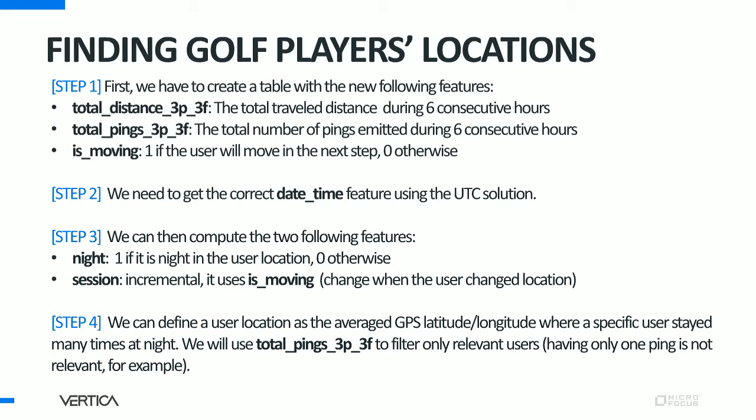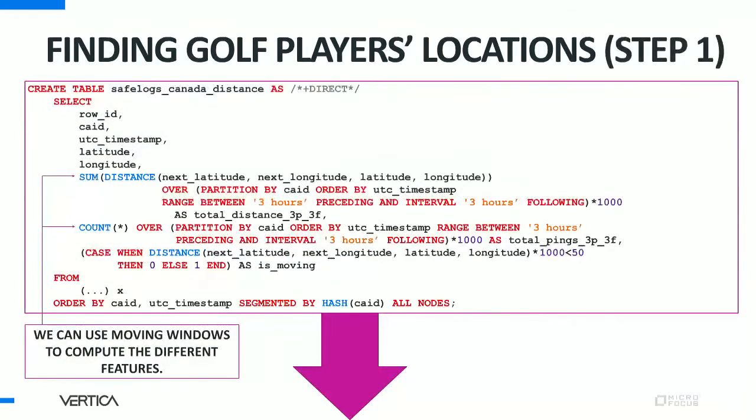The first step is using moving windows in order to analyze each user's movement during 6 consecutive hours. You can see the range clause in the query. This brings an easy way to compute really complex features. You can do a range clause using a timestamp or some rows. You can say, I just want to know what happens during the 10 previous rows.